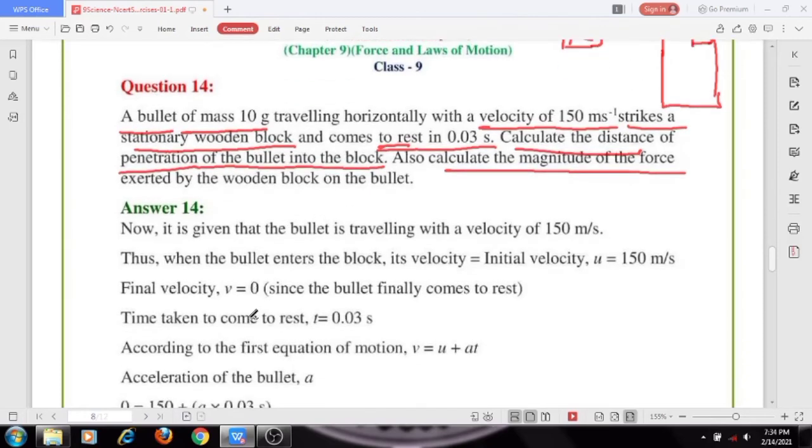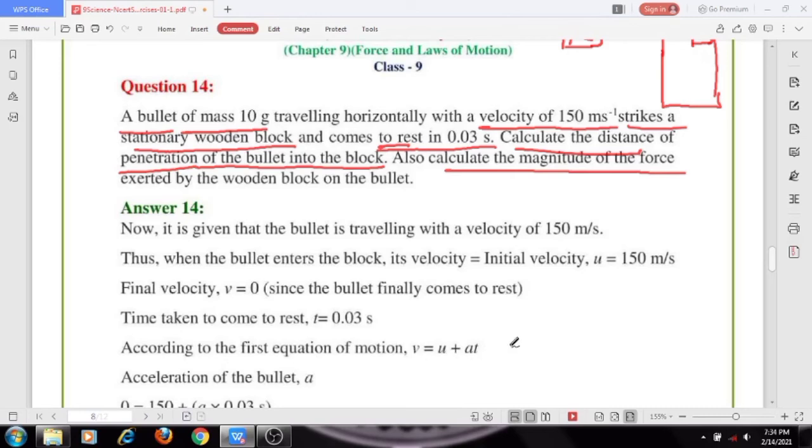So now we'll write the given data. It is given that the bullet is traveling with a velocity of 150 meter per second. That is the initial velocity, so we took it as u equal to 150 meter per second. Then the final velocity is v equal to 0. Why? Because the bullet finally comes to rest. Then the time taken to come to rest is t equal to 0.03 second. According to the first equation of motion, we know that v equal to u plus at.